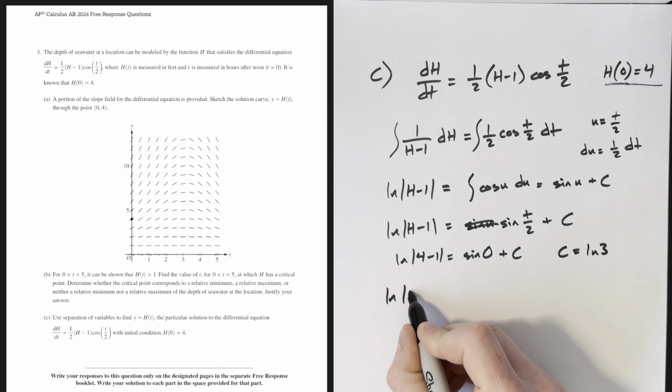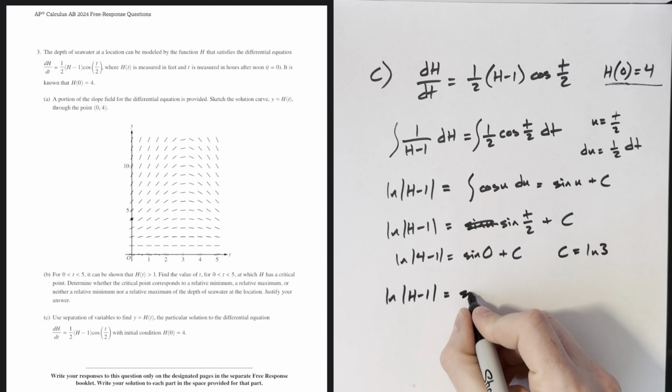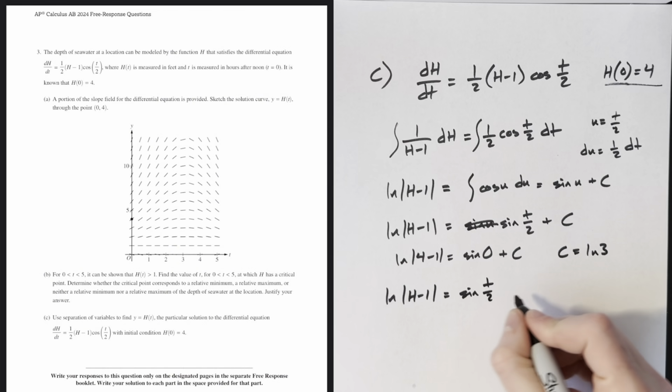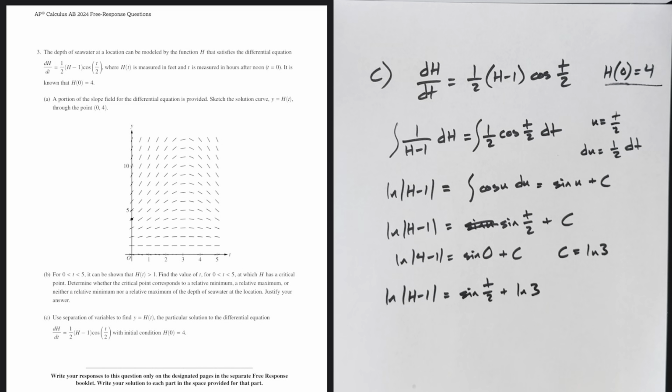So now we get the ln of the absolute value of h minus 1 is equal to the sine of t over 2 plus the ln of 3. Now, at this point, this is an equation that represents this curve, right? We would be at a stopping point, but the question specifically asks us to find y equals h of t, or to get h in terms of t. So I need to isolate h.